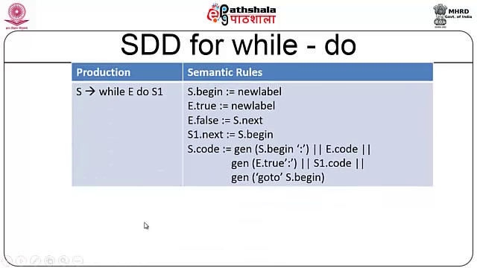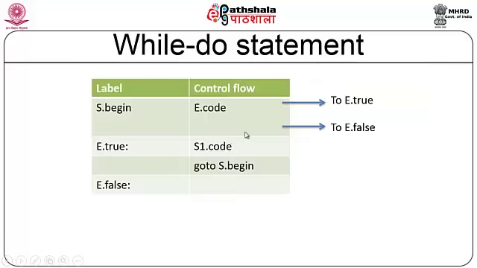Now, this is what is done as a label. So, here S.begin is a new label now. So, you are creating a new label, and E.true is a new label as I already said, and E.false corresponds to S.next. I said E.false is the only exit point of a while-do loop. So, this is what is done, and S1.next is S.begin. This is very interesting, because after you are done evaluating S1, you have to go back to S, which is nothing but the beginning of S.